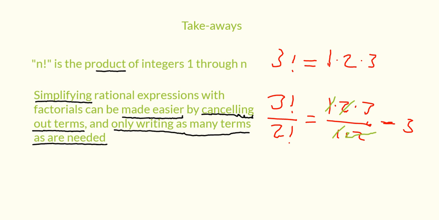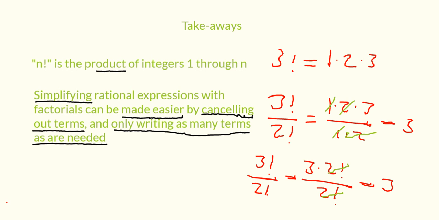But an even simpler way we could do that is we could rewrite 3 factorial over 2 factorial, expanding out the 3 factorial into 3 times 2 factorial. And so the 2 factorials then cancel, and we are left with also 3.